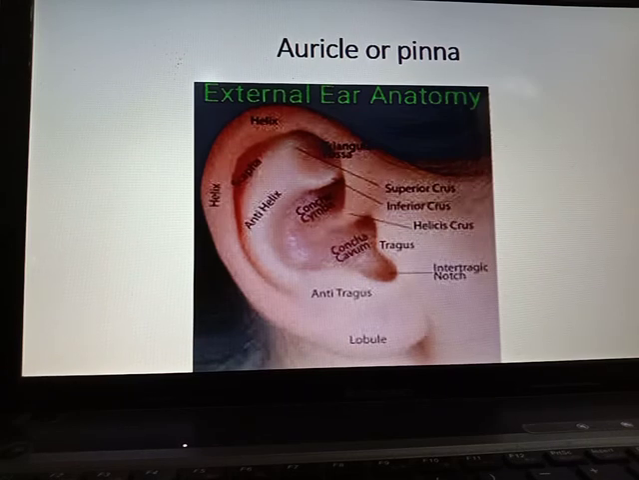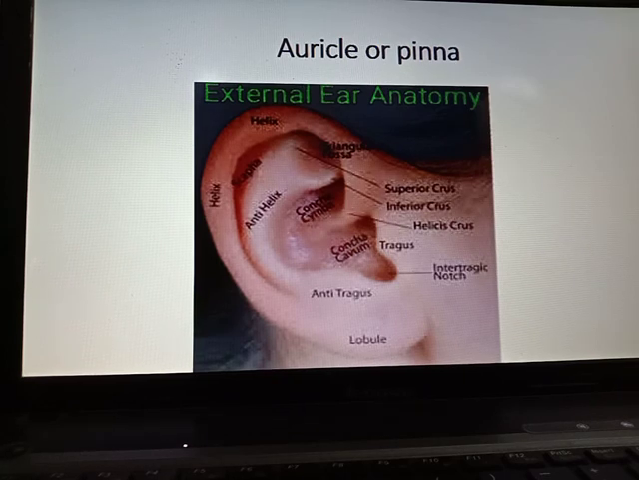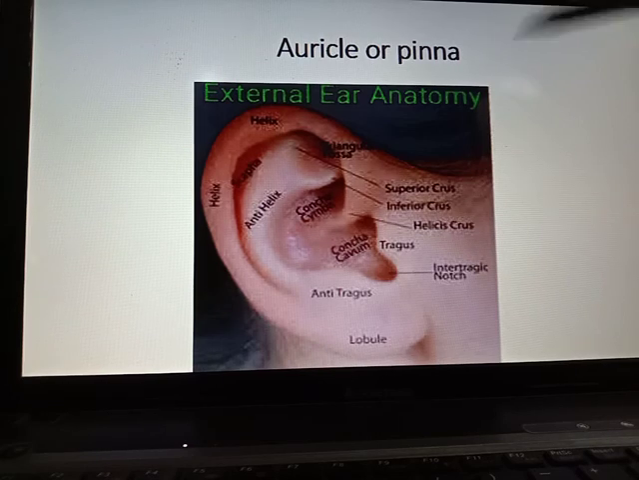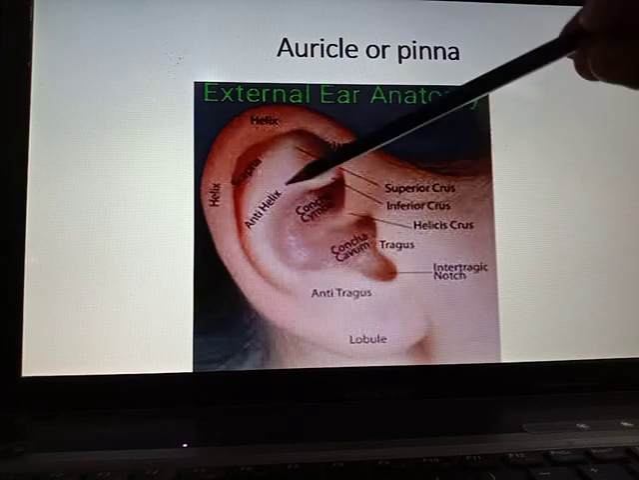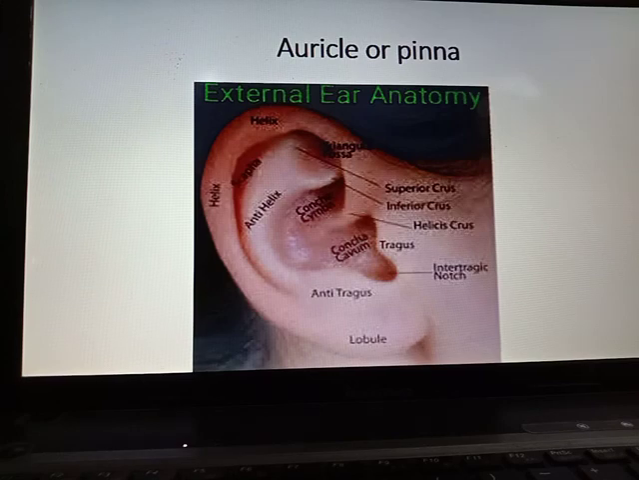Then come to the muscle, ligament and the cartilage. The auricle or the pinna is composed of extrinsic and intrinsic ligaments. The extrinsic ligament connects the auricle to the temporal bone, and it lies anterior and posterior. The intrinsic ligament lies in this portion, connecting the different parts of the cartilage.